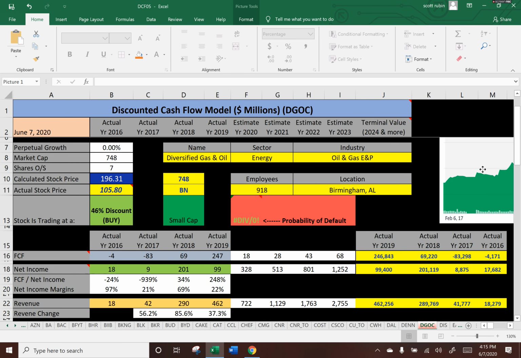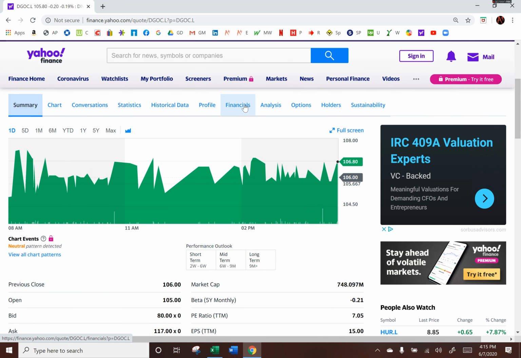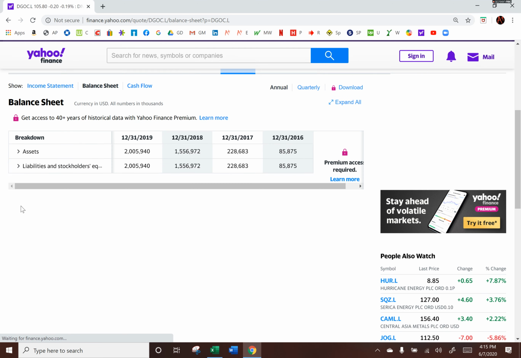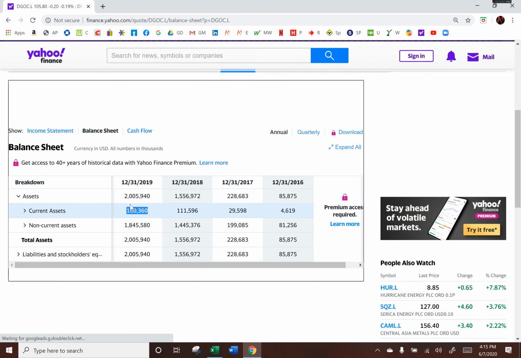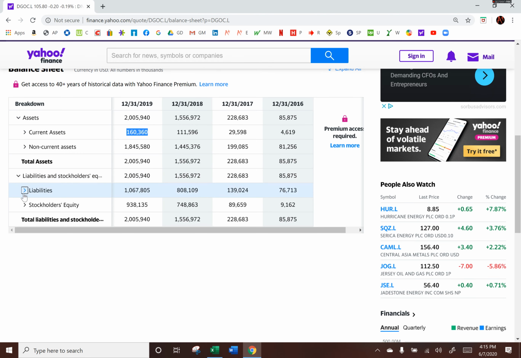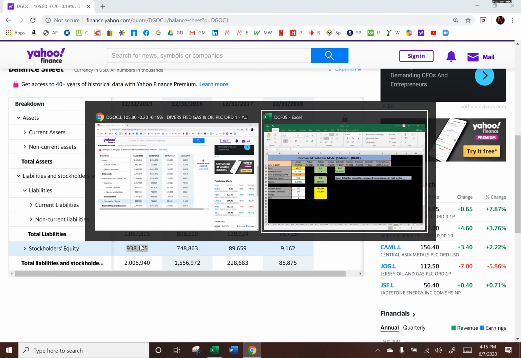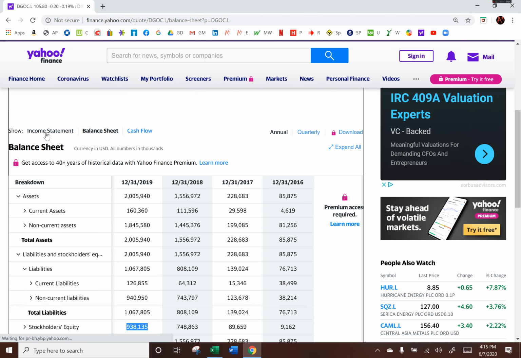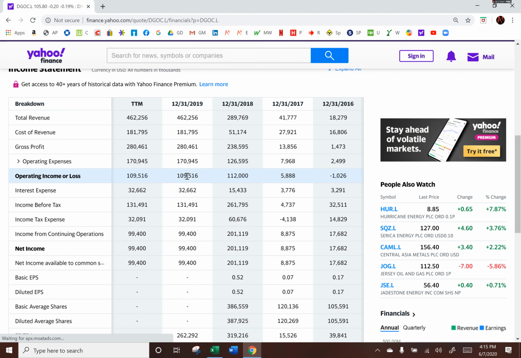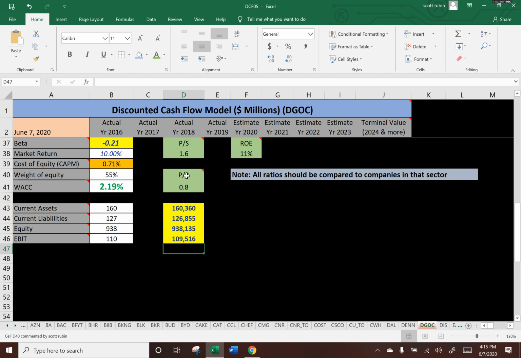Let's look at the financial ratios. So we're going to pull some more info from the balance sheet. We need the current assets, 160 million, and then the current liabilities of 126, then the equity of 938. And we'll get the EBIT also, which is the operating income. It stands for earnings before interest and taxes. So it's what you make before you have to pay interest on the debt and before you pay any taxes.